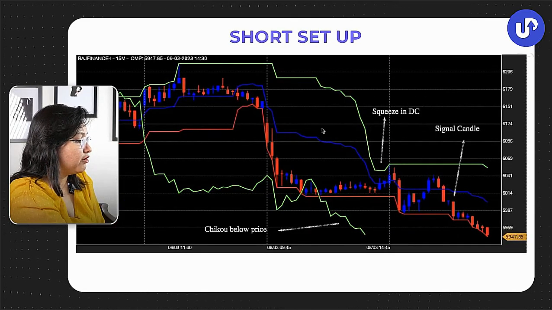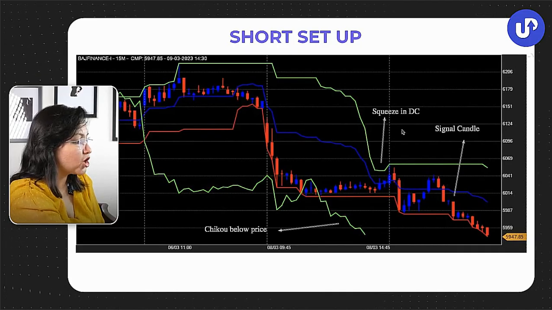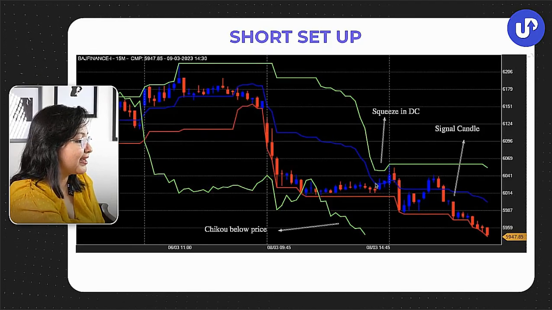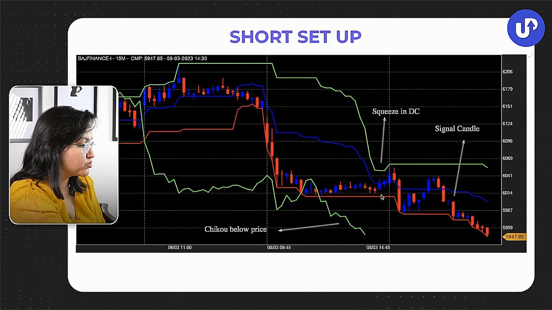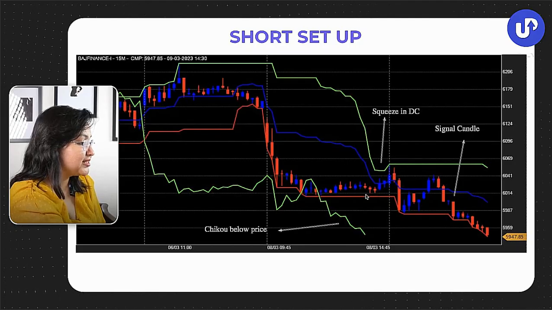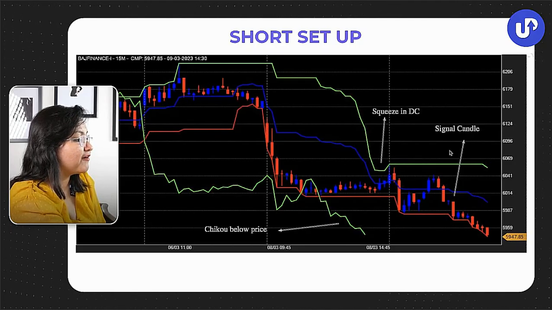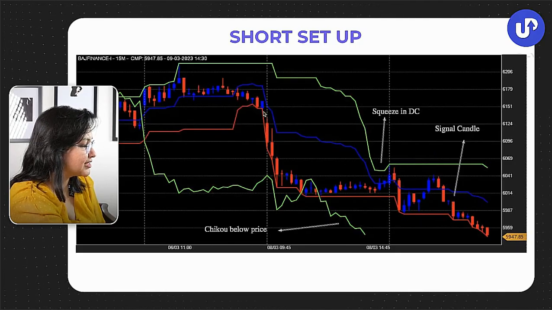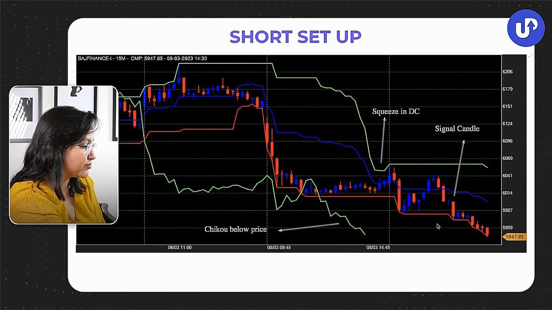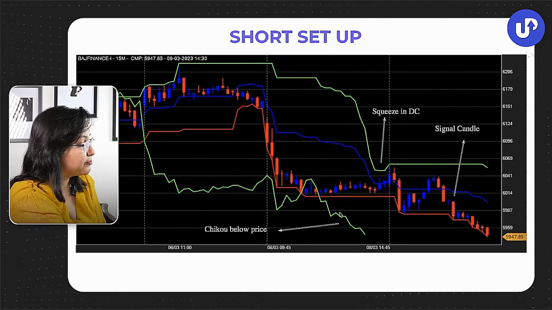This is an example of Bajaj Finance. This is a short setup example. Now here you can see the Donchian channel squeezing and coming very close to each other. This squeeze was the first indication that after a squeeze, as we discussed, there would be a widening phase. Even here earlier also you can see a squeeze happened and a widening phase. A squeeze happening and then a widening phase ensued. The Chicago slipped below the price.